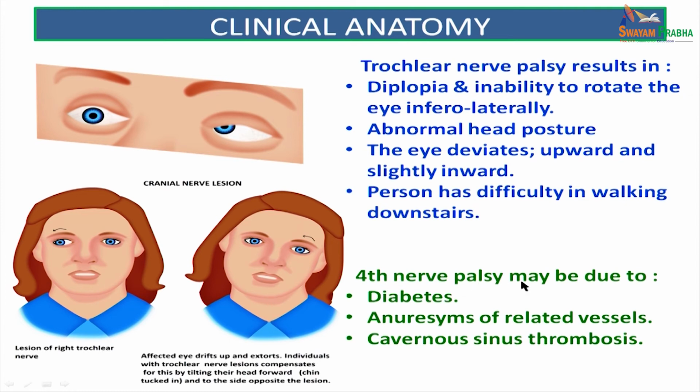So, this fourth nerve palsy may be due to diabetes and hypertension, aneurysm of the related vessels, which are mainly the posterior cerebral and superior cerebellar artery, where the nerve goes between these two vessels, and the berry aneurysms of the posterior communicating artery as well. And cavernous sinus thrombosis also may result in compression of the trochlear nerve, resulting in these symptoms.